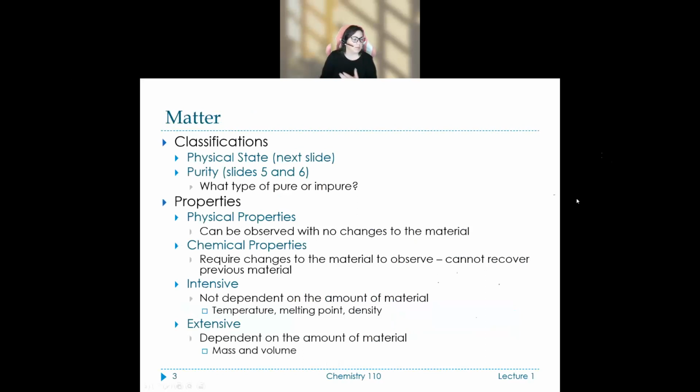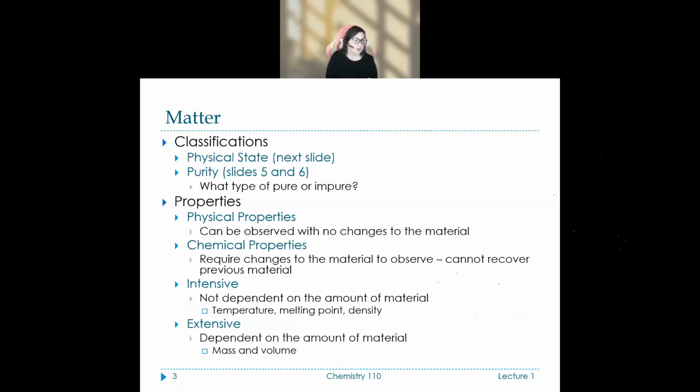So when we talk about matter, there are a couple of classifications that we need to look at. We'll look at its physical state, and we'll talk about its purity. Okay, so we're going to look at its physical state in the next slide. The purity we'll talk about on slides 5 and 6. And we need to be able to talk about how pure it is to be able to classify that material.